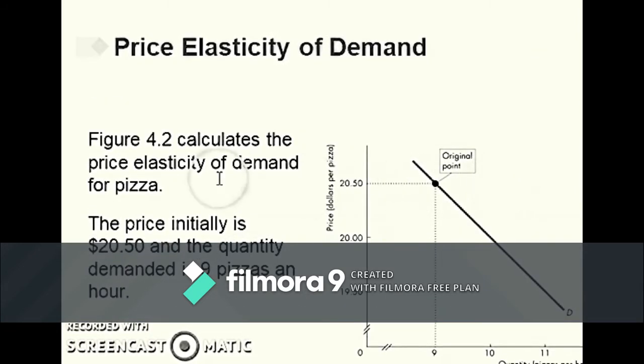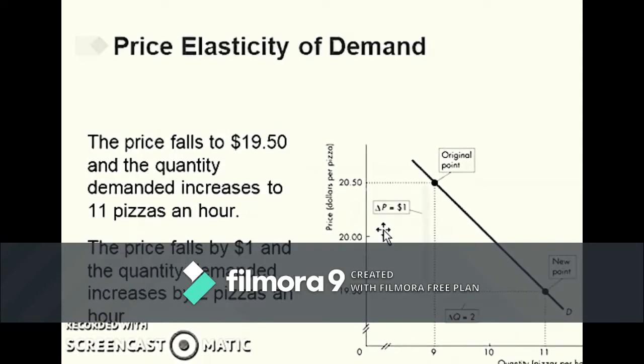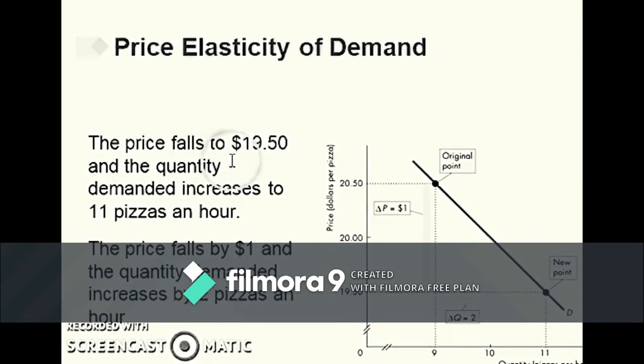We can see in figure 4.2 that the price initially is $20.50 and the quantity demanded is 9 pizzas. Here the price falls to $19.50 and the quantity demanded increases to 11 pizzas an hour. So when price falls from $20.50 to $19.50, the quantity demanded increases from 9 to 11 pizzas.